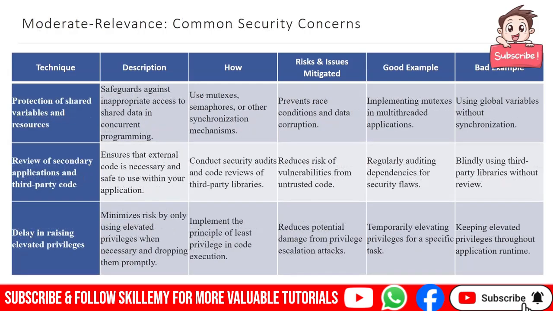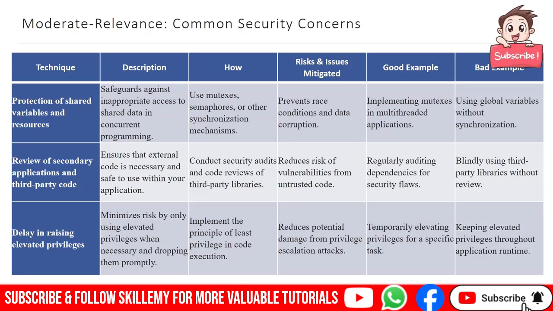In this slide, let's delve deeper into general security tips for writing code with safety in mind, focusing on moderate relevance techniques that address common security concerns. First, let's discuss the protection of shared variables and resources from inappropriate concurrent access. In concurrent programming environments, multiple threads or processes often need to access shared data simultaneously. If not properly managed, this can lead to race conditions, where the outcome depends on the unpredictable timing of events, resulting in data corruption or inconsistent states.